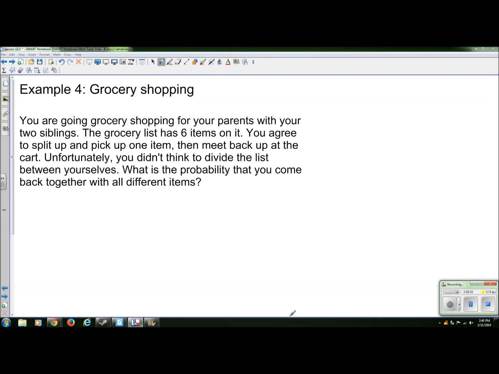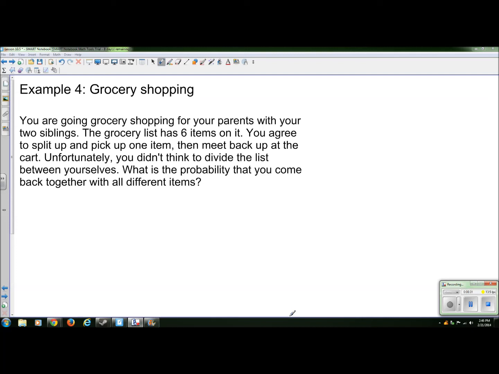Example 4 looks at grocery shopping. Suppose you're going grocery shopping for your parents, and you're taking your 2 siblings along. The grocery list has 6 items on it. You agree with your siblings to split up and each pick up 1 item and then meet back at the cart. But unfortunately, you didn't think to divide the list up between you. So you're all just sort of going out there, picking an item off the list, grabbing it, and bringing it back. What's the probability that you come back together and all have different items?